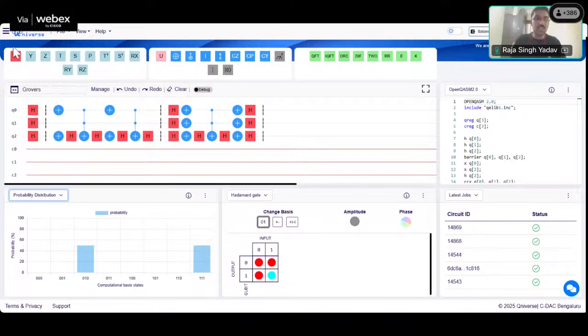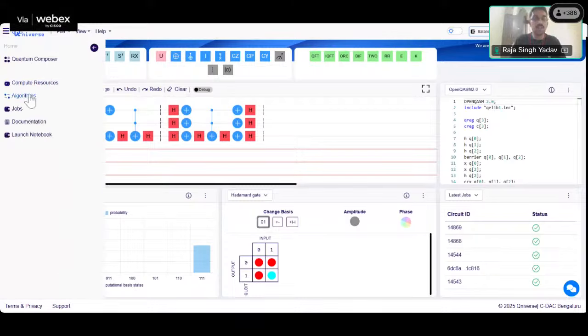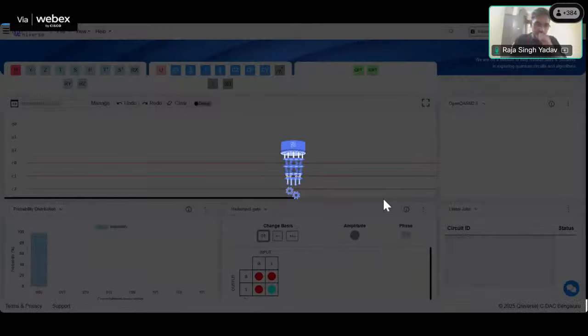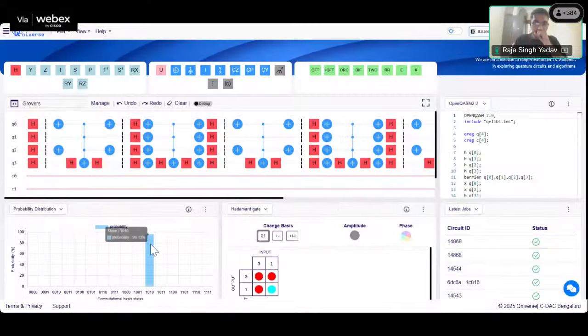Now, this is the algorithm I've shown you, which is probabilistic in nature, right? But what if you want a deterministic one? If I go for one more example here, let's just take 1010, for a 4 qubit circuit. See, for the number 1010, I have got a 96% probability here. But why 96%, why not 100%, right?